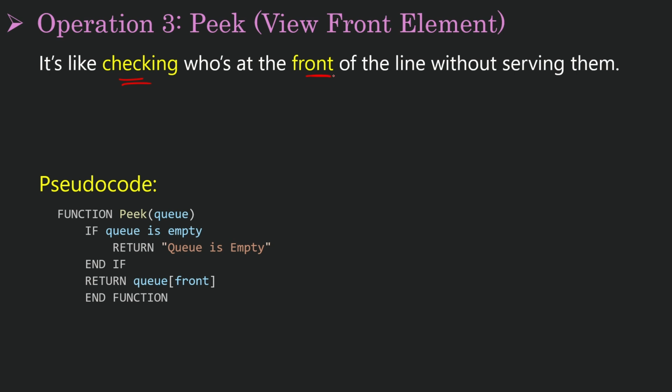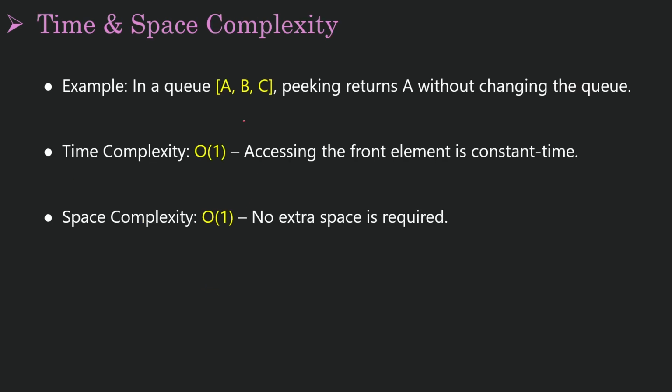Let's see the pseudocode. Check if the queue has no elements. Return error if no front element exists. Return the front element without modifying the queue. Example. In a queue ABC, peeking returns A without changing the queue. Time complexity. O of 1. Accessing the front element is constant time. Space complexity. O of 1. No extra space is required.